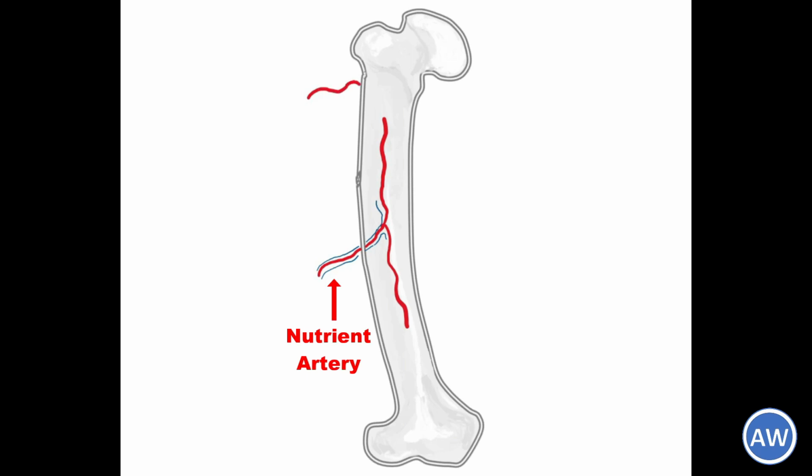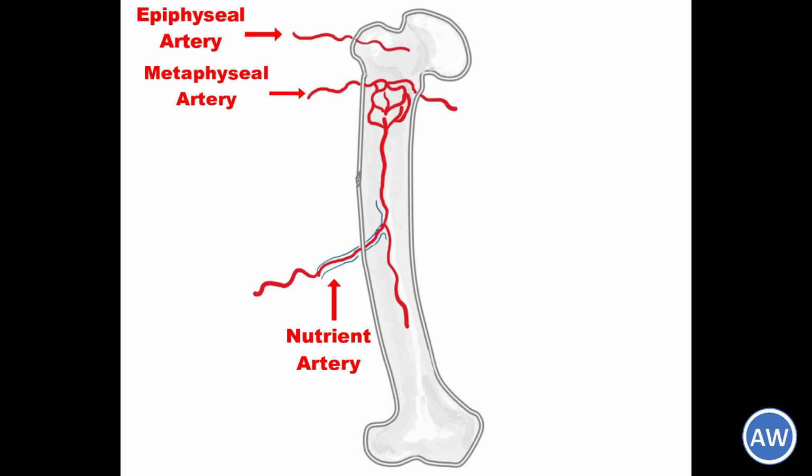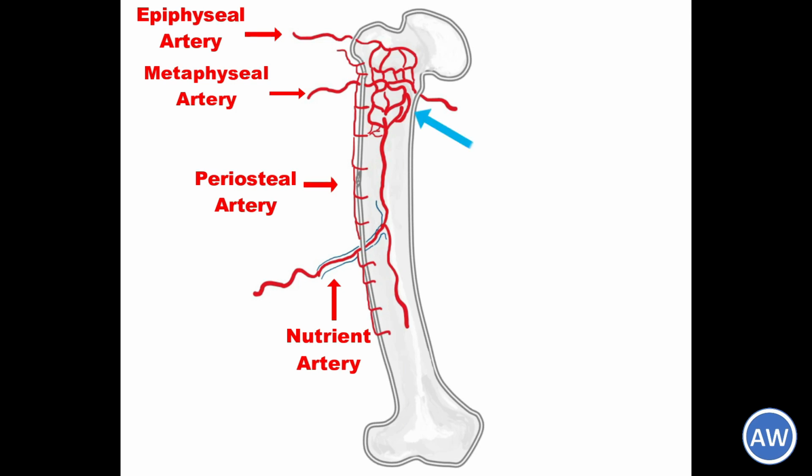The metaphyseal arteries are derived from arteries around the joints. They pass through small openings around the metaphysis to supply the metaphysis and epiphysis. The epiphyseal arteries are derived from arteries around the joints again. These are only present if the joint capsule ends in the epiphysis. And lastly, the periosteal arteries. The periosteal arteries remain all throughout the area where the periosteum is present. All these arteries communicate in the metaphysis. Thus, metaphysis is a very vascular area.